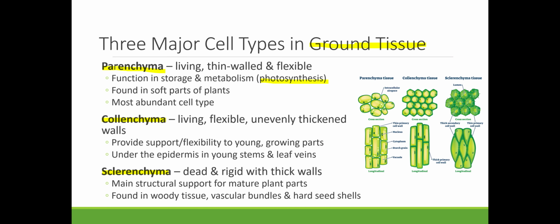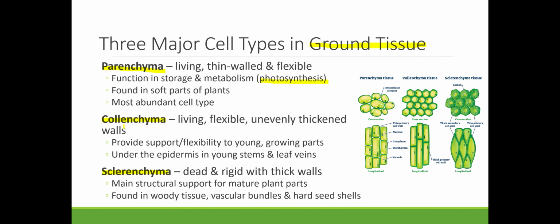So I try to connect the parenchymal cells with photosynthesis. They are living cells. They are very flexible. They're going to be found in all of the soft parts of the plants. There's a lot of these in the leaves, and then we might find them in the middle of possibly the stems. But you're going to find them where you have active living cells. And what they're going to be doing is storing things like sugars or water, and they are very highly metabolic, which means they're doing lots of chemical reactions. So the majority of your cells are going to be your parenchymal cells.